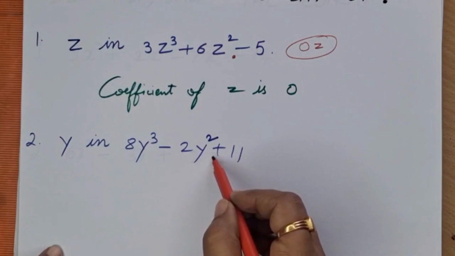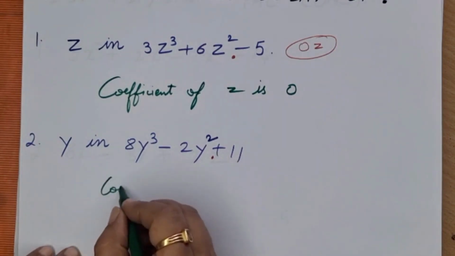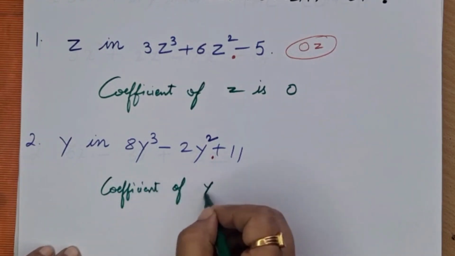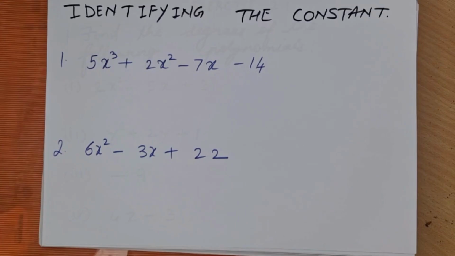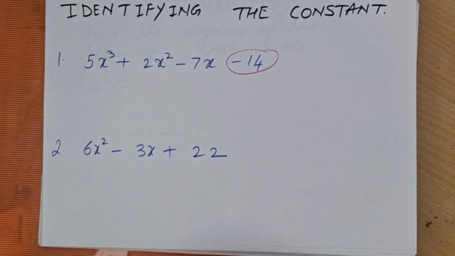Similarly, in question number 2, find the coefficient of y. Can you see any term like y here? No. Now, let us go to the next pattern of question: identifying the constant. What is a constant? It is the only number at the end with no variable.